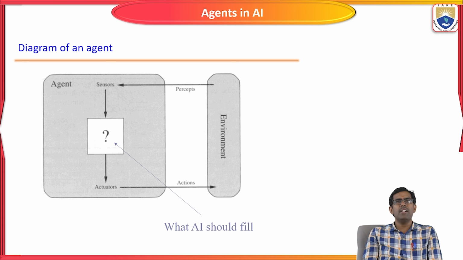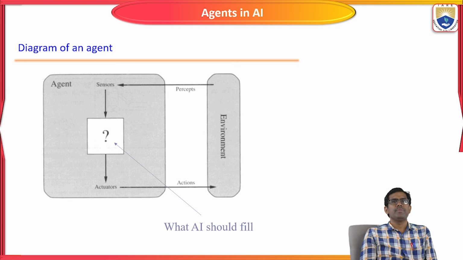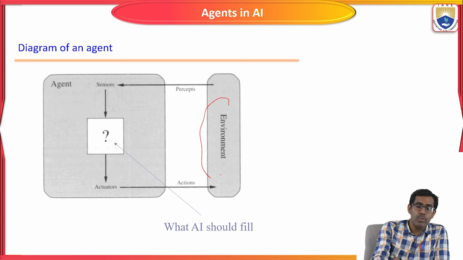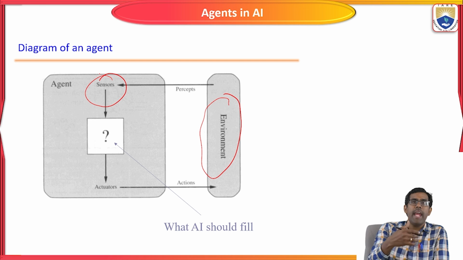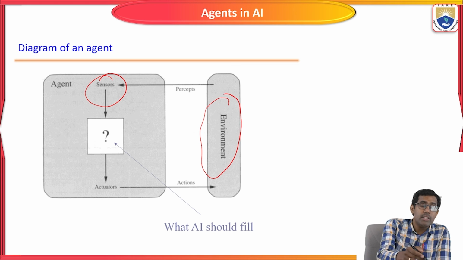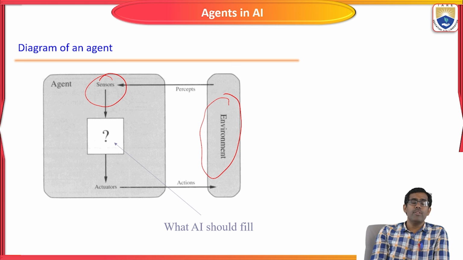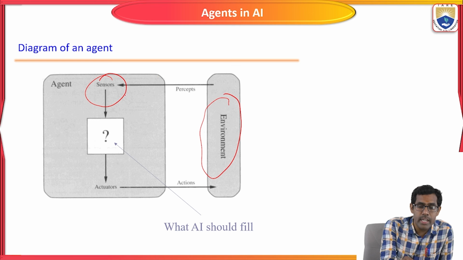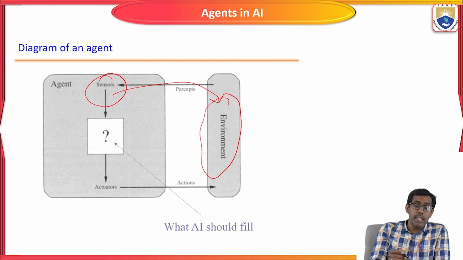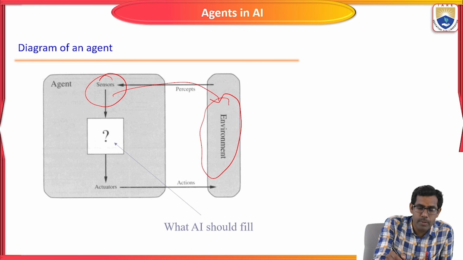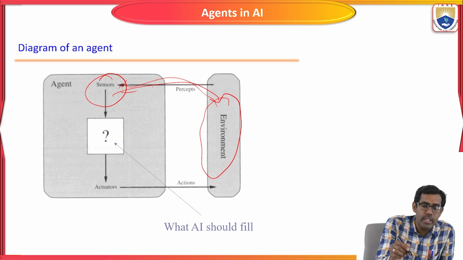Okay, so the next one is the exact diagram of an agent. Right, as already said, here is one environment. Here one is a sensor. The sensor is fixed with the agent, either it is a car or a human or some software. The sensor will sense here. Okay, so what will be sensed? It will sense the environment first. Some information will be gathered through the sensor. Then the sensor information will be passed to your agent.